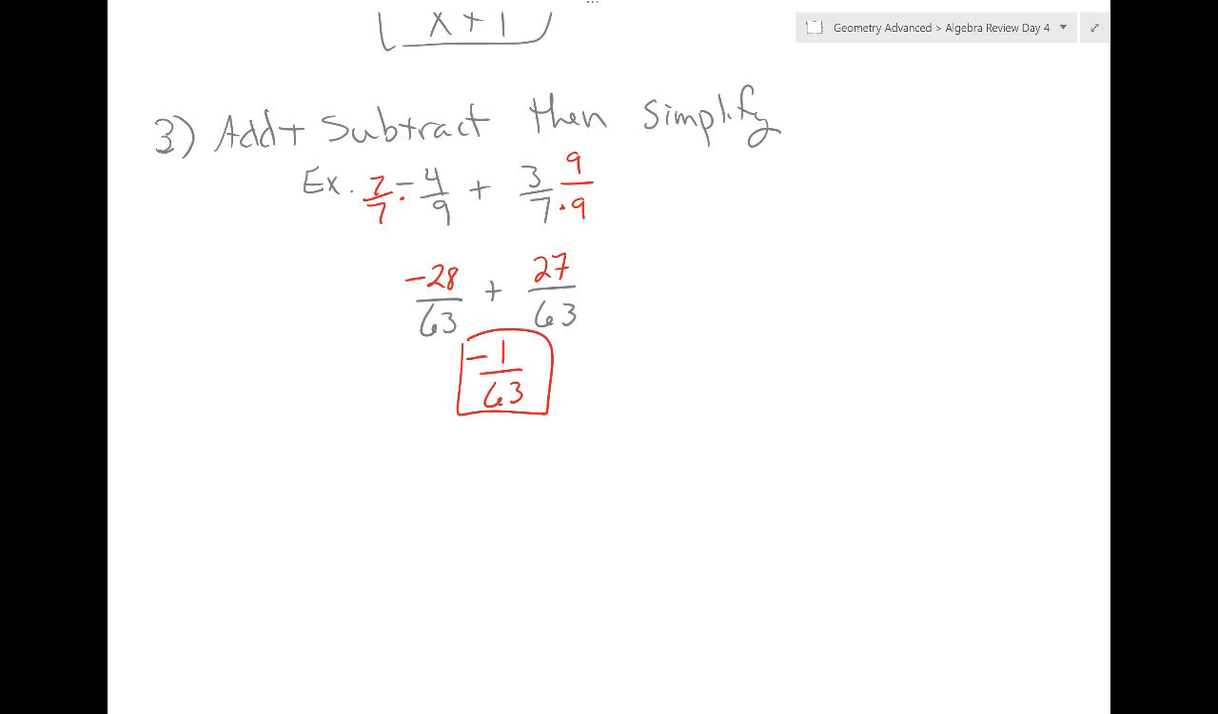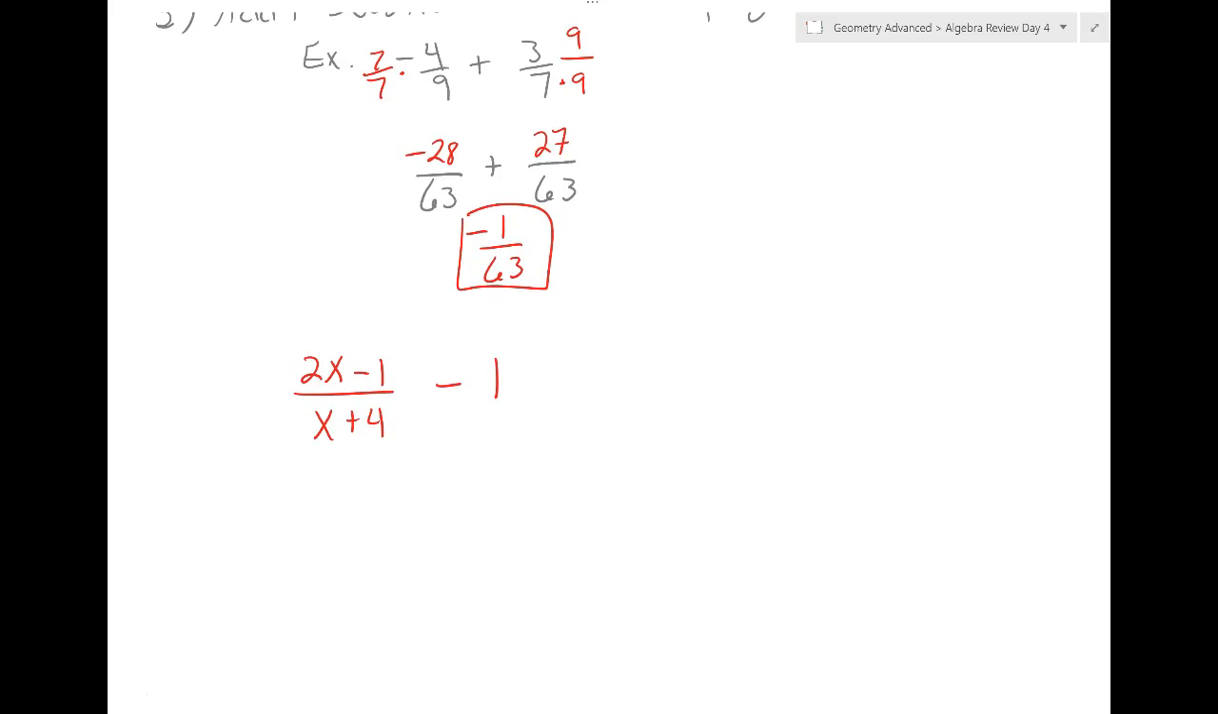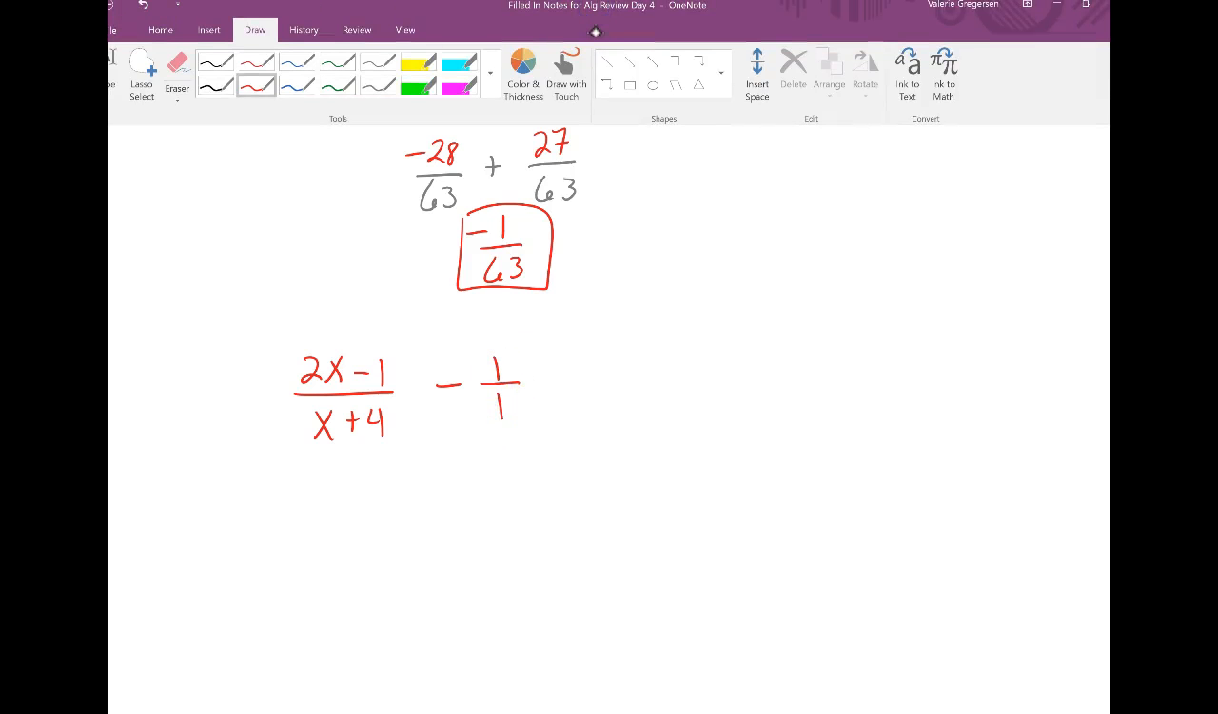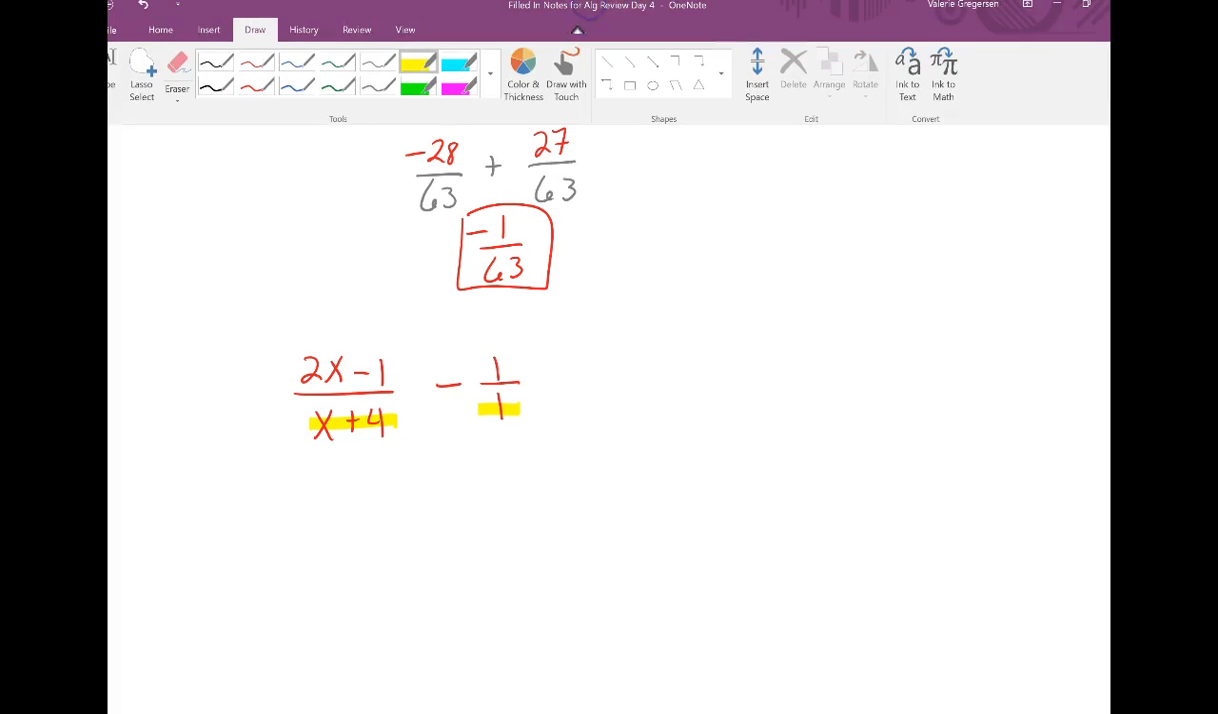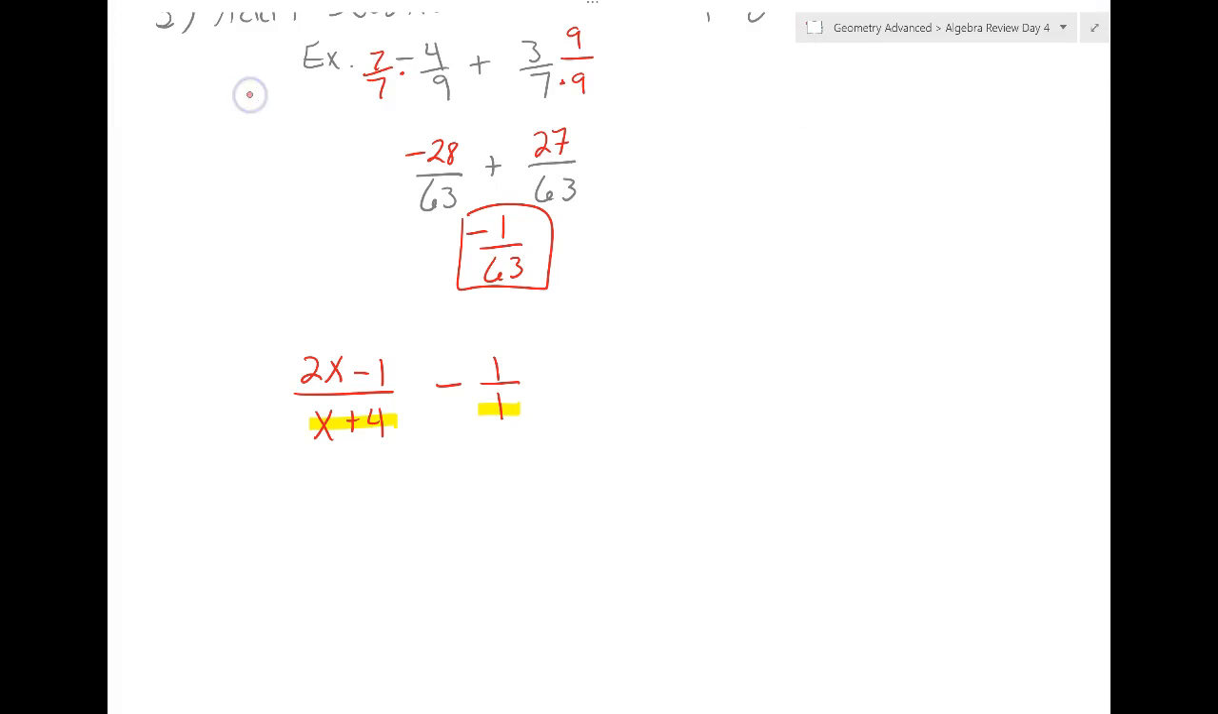Okay? So with this one, what if I had a problem like this? 2x minus 1 over x plus 4 minus 1. It looks like you can't do anything, but you need to remember that 1 turns into 1 over 1. Then I look at my denominators, and you always factor first if you can, but since I can't factor, I look, all right, what's my common denominator between these two?